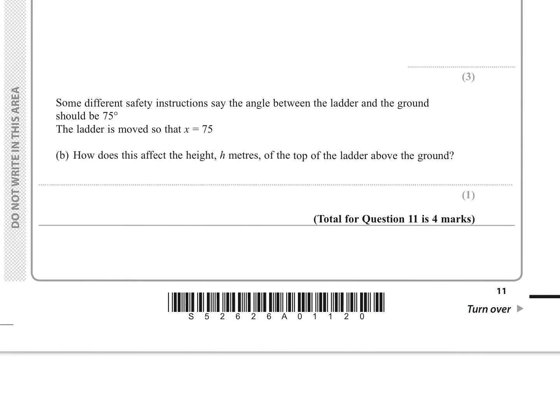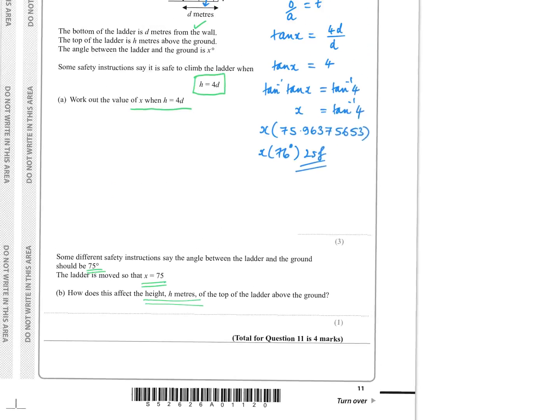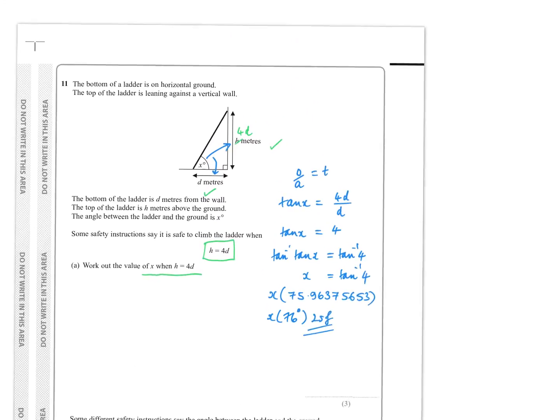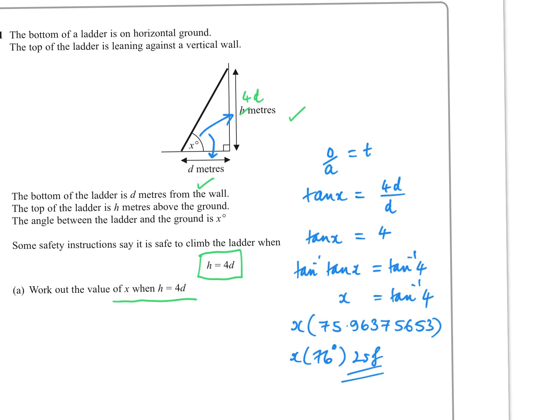The next part says, some different safety instructions say the angle between the ladder and the ground should be 75 degrees. But I guess if you got part 1 wrong, you might not know what this is actually getting at. So we've got something to go on here because we've got part 1 right. It says the ladder is moved so that x is 75 degrees, and it says how does this affect the height h meters of the top of the ladder above the ground? Well, I think that's a simple question there, because we worked it out to be 75.96 degrees, 2 decimal places.